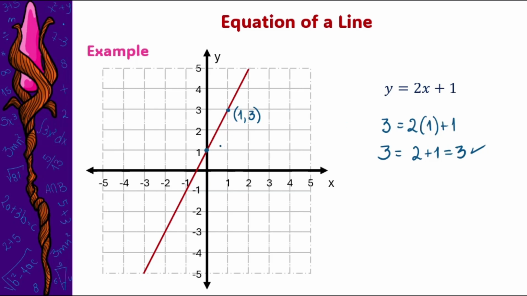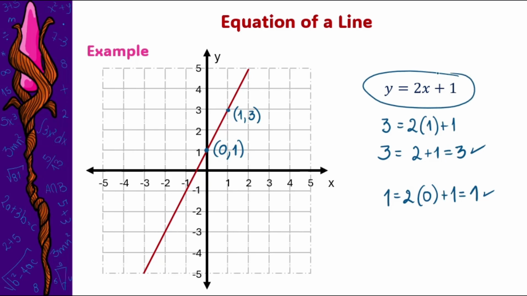For example, let's do another try with this one. This is the point 0, 1. So that means that when y is 1 and x is equals to 0, then this statement should be true. 2 times 0 is 0, plus 1 is 1. And yes, 1 is equals to 1. So it meets the condition. So a line is basically all the points in the plane that meet the condition of the equation.